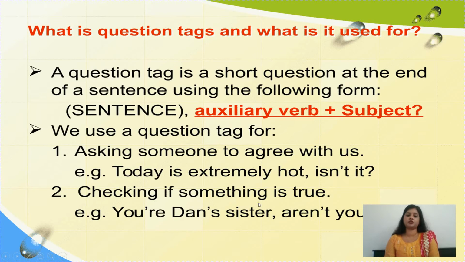Let's check the next sentence. Checking if something is true. Suppose you are confused, then how will you write? You are Dan's sister, aren't you? So children, here it's a confusion. So when you want to be sure, then you can write aren't you. And why have we used are here? Because you can check, it's written you are Dan's sister. That is why we use are, and children, obviously with you we will use are only. Fine. So aren't you? And why have we used is, isn't it? Because it's written today is. Children, you have to follow the sentence.